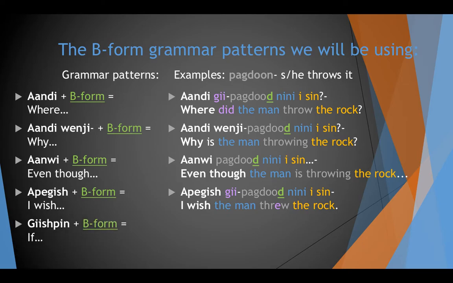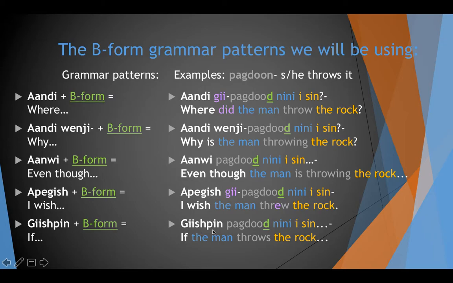Next one is gishben plus B form, means if. So gishben pugdot ninisin, if the man throws the rock. So this would be a good time to take a screenshot if you need this for your notes.